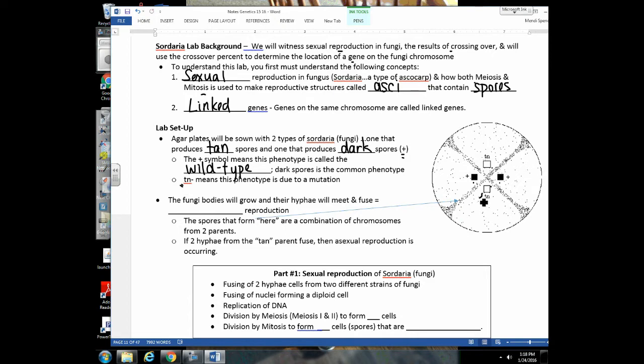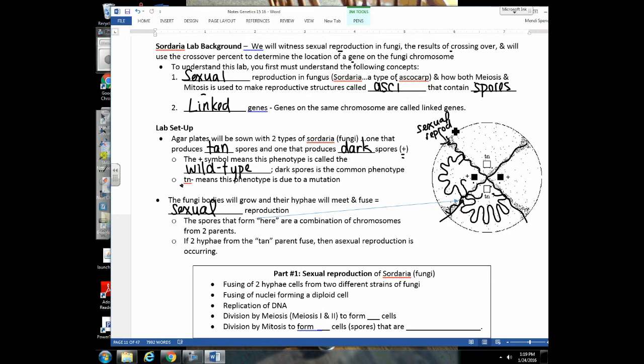And what it looks like is you see these little fingers that form here in the body of the fungus. And each little finger is called a hyphae. And we're going to see that the hyphae from one strain will meet with the hyphae of the other, like you see right here. And if the two hyphae fuse from two different varieties from two different parents, then this is sexual reproduction. We're going to see here in these areas, we're going to see spores form, and it's due to sexual reproduction.